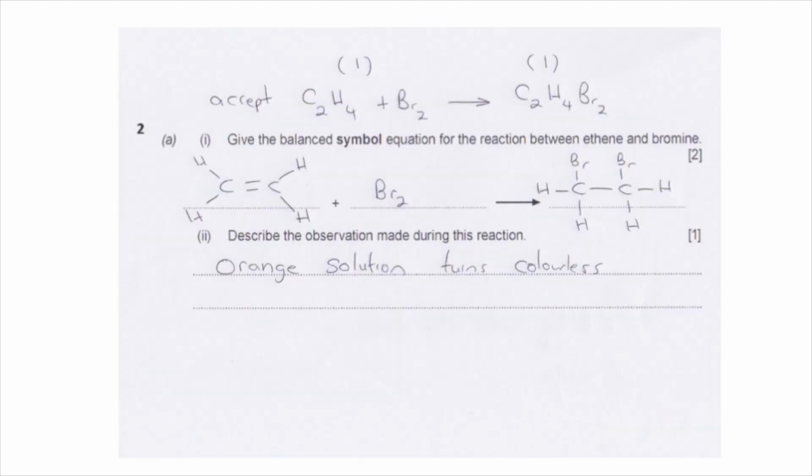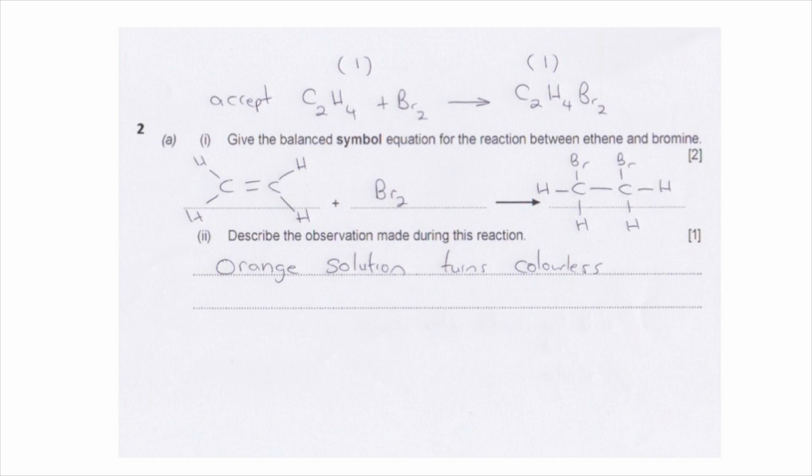So here's the answer to question 2. You're asked to give a balanced symbol equation for the reaction between ethene and bromine, and you can either write down C2H4 plus Br2 goes to C2H4Br2, or you could draw the structural formula to represent this equation, like I've done on the screen. So you could draw a carbon-carbon double bond with 4 CHs plus Br2, and you could draw out dibromoethane. Now there's 1 mark for the reactants, getting them correct, and 1 mark for the product.